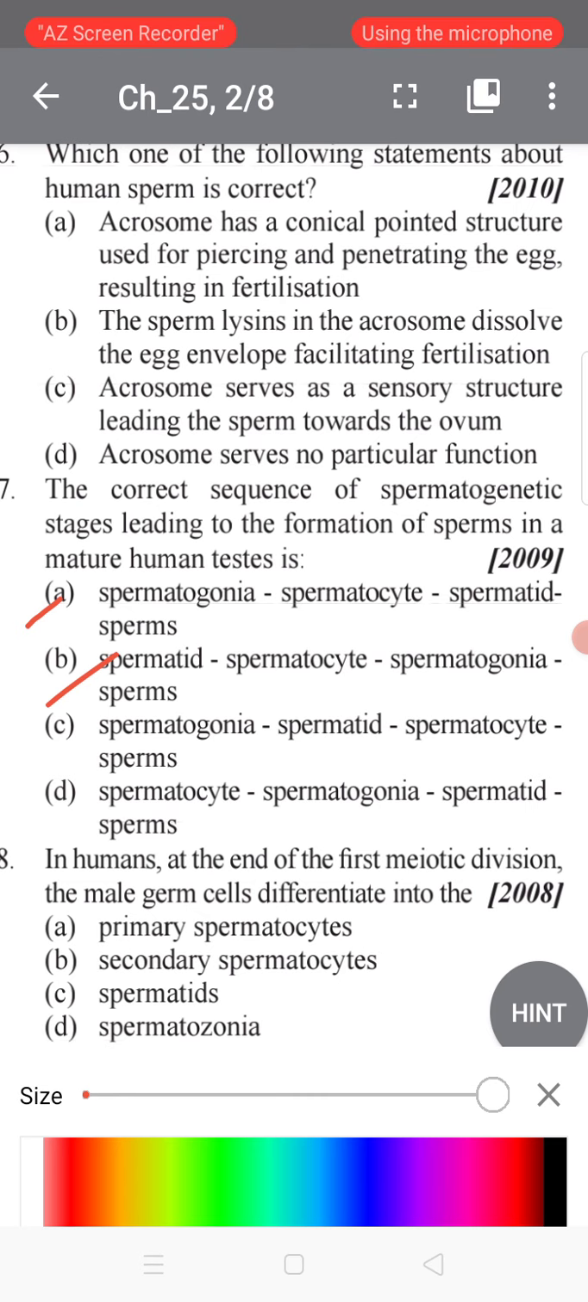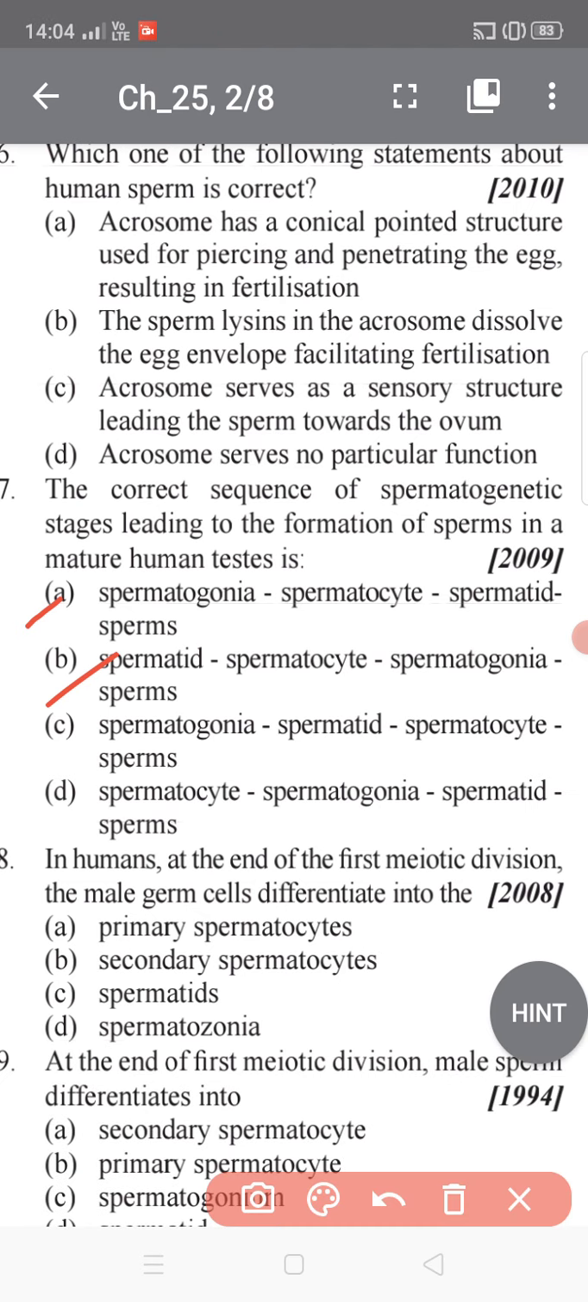So these are basically a sequence, so we have to choose it. So the question, okay, what will we have to do? The best correct sequence is option A: a spermatogonia, a spermatocyte, a spermatid, then a sperm.